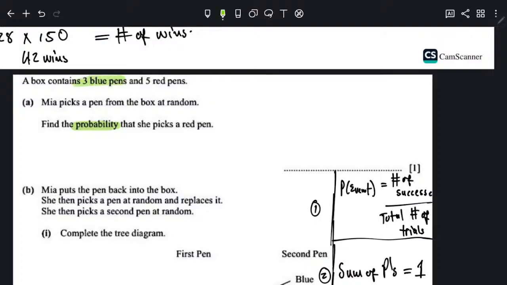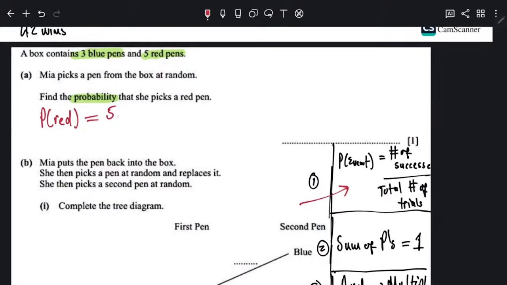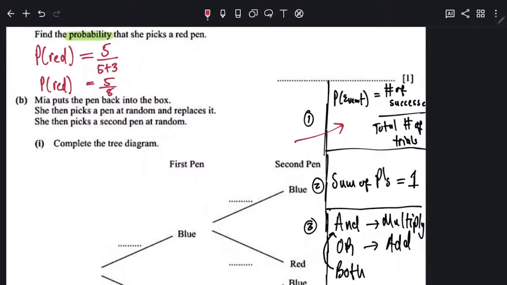We have been given the number of pens. Once you give me the number of things, I know how to get probability. Probability of picking a red will be how many red are there? We are using this first one here, the number of successes, which means how many red do you have? 5 red. So it's going to be 5 red things over the total. The number of red over the total, 5 plus 3, which is 5 over 8. This is how you get the probability that she picks a red pen. You're done. Well done.